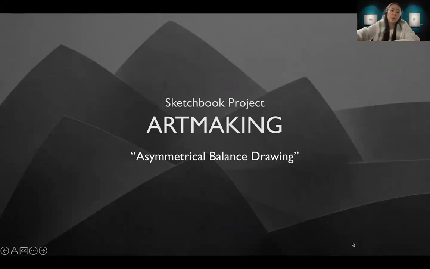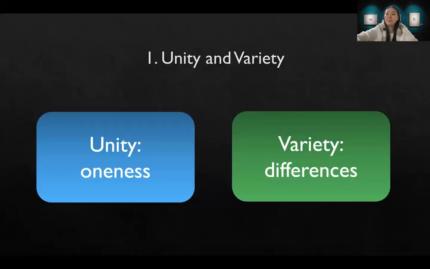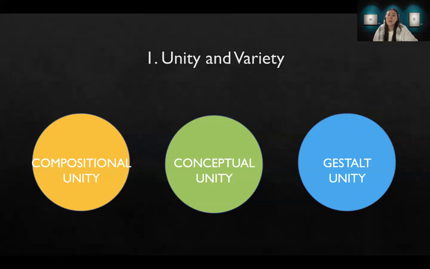So this is the second sketchbook project, asymmetrical balance drawing. In the last meeting, we learned oneness and unity and variety. The unity is the oneness and the variety is the differences. And the main point was all artworks include the unity and variety together. And we saw 3 unity types: conceptual unity, compositional unity, and the gestalt unity.